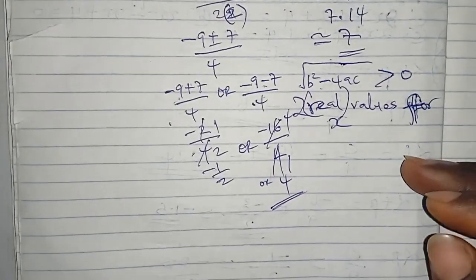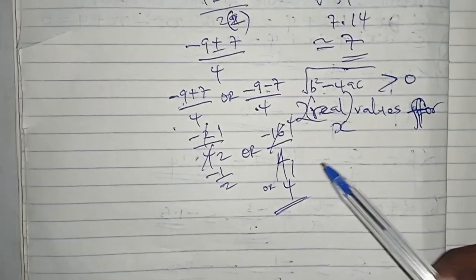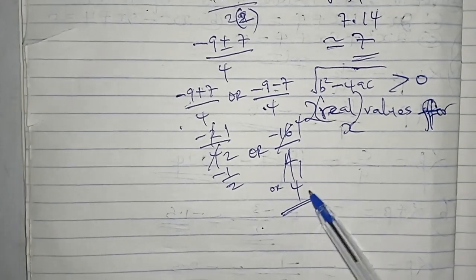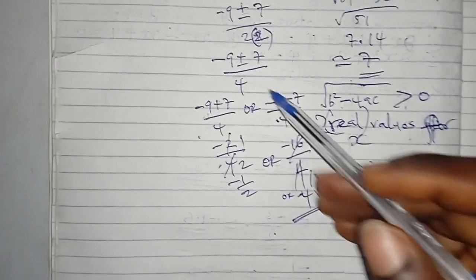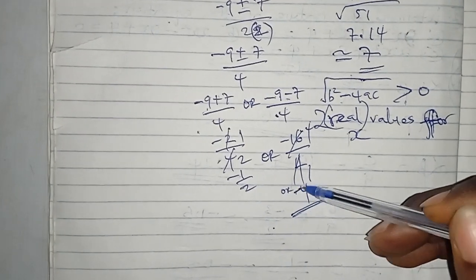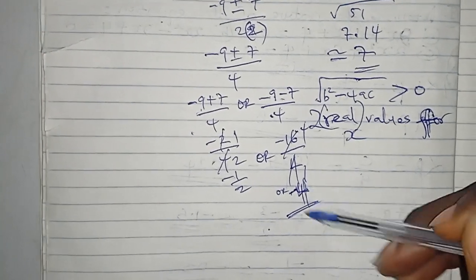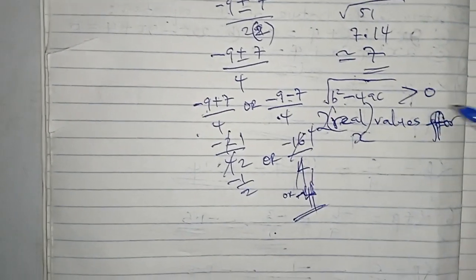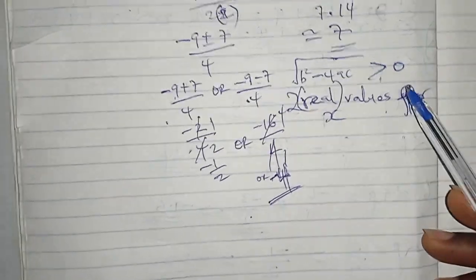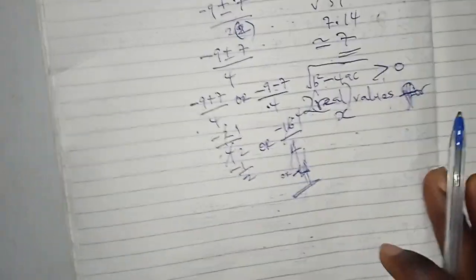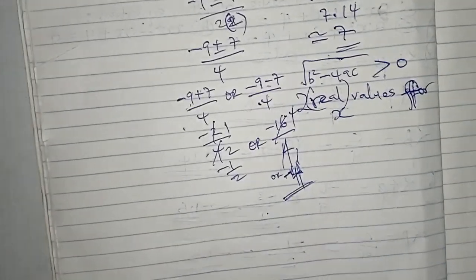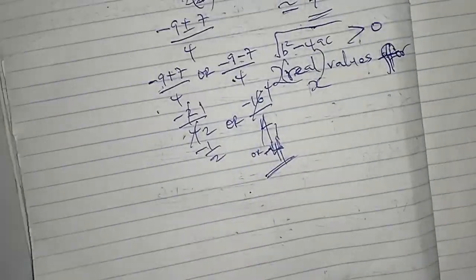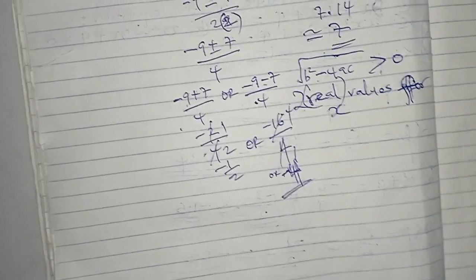So you see, I'm getting minus 4 and minus 1 over 2. So you can see that I have two values for x. So let's check for when it is okay. For the other part, for the third part, let's solve another equation.